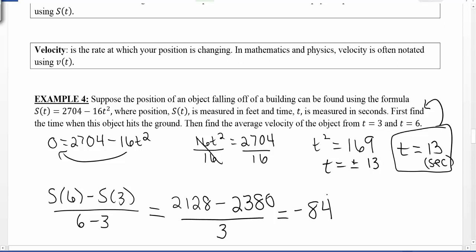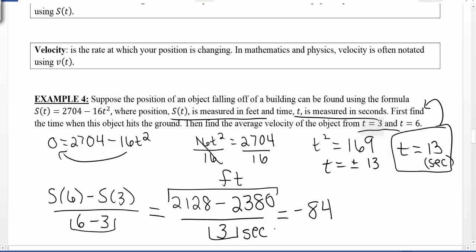Now is a good time to talk about units, because in this problem, for the first time, we have some units that we can use to talk about this rate. The units on the top part of my function have to do with the position. Remember, I did s of 6 minus s of 3. s of t was measured in feet. So the top part of my number was in feet, but the bottom part, 6 minus 3, had to do with the time, and time is measured in seconds. So when I crunch these numbers together, I get negative 84 feet per second. It's the units of the top over the units of the bottom.